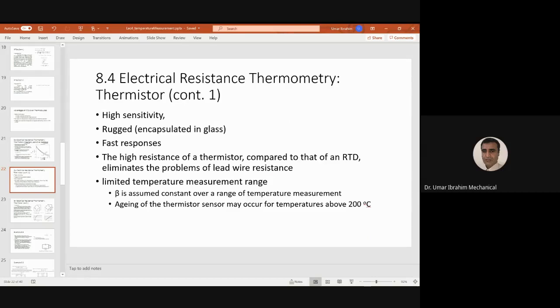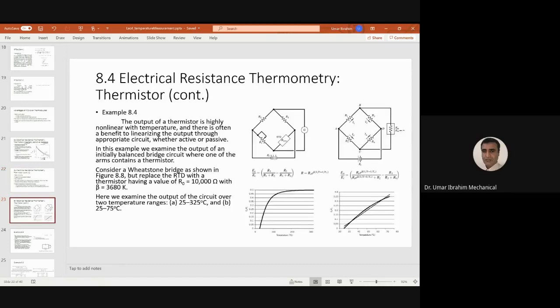The one who asked the question? Yes sir, clear, thank you sir. Okay. Now the output of a thermistor is highly nonlinear with temperature, and there is often a benefit to linearizing the output through an appropriate circuit, whether active or passive. In this example, we examine the output of an initially balanced bridge circuit where one of the arms contains a thermistor. So initially the bridge is balanced, and I have put in a thermistor for you.